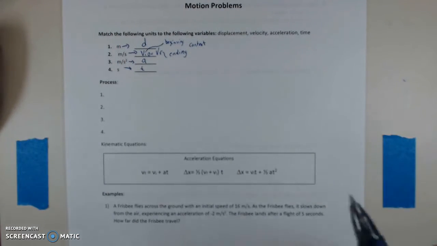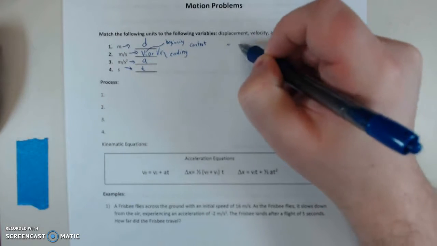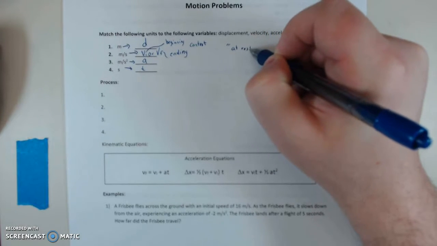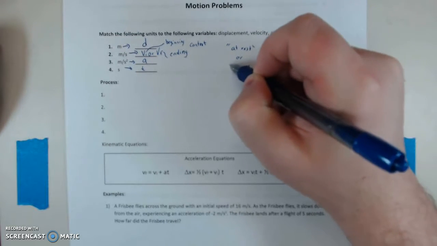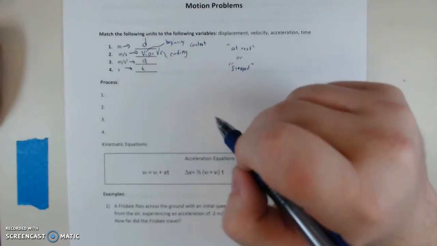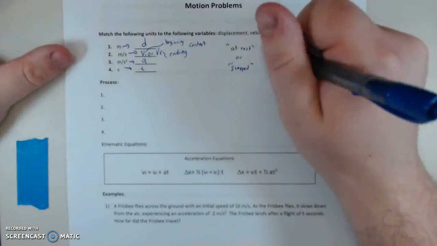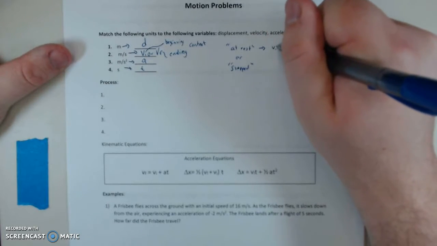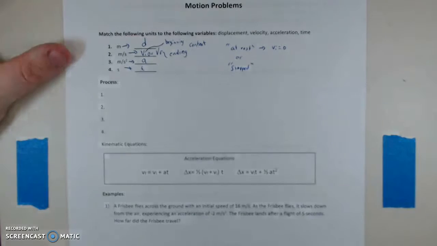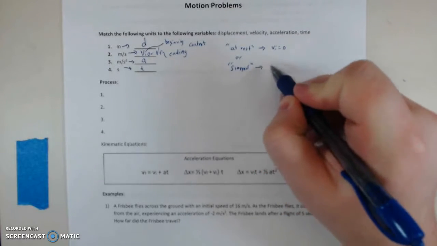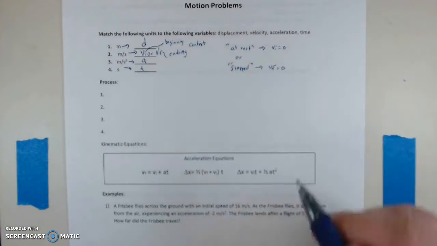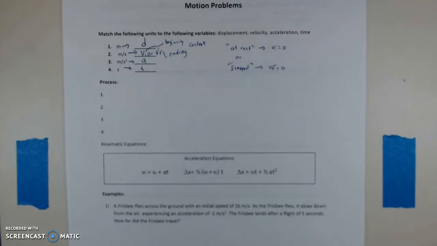And as you're working through these problems, just be careful. Watch out for phrases like "at rest" or "stopped." These phrases are loaded, and by that I do mean that they mean something is zero. Usually "at rest" means that the VI is zero, because usually you start at rest, but sometimes it can also mean VF is zero if it says it comes to rest, but usually they would say something different for that. Stopped usually means VF is zero. It's not 100%, but remember, use your context clues to try and figure out what those things actually mean.